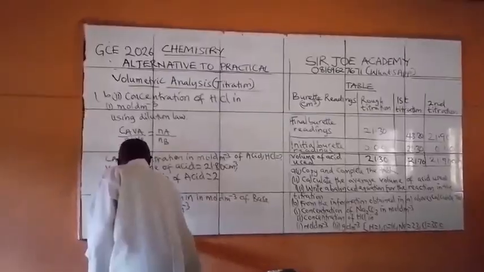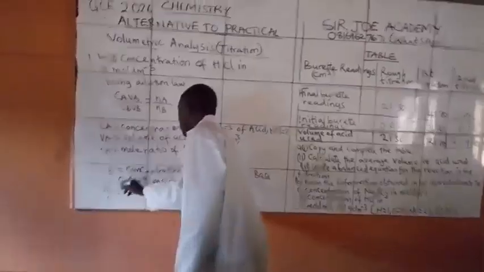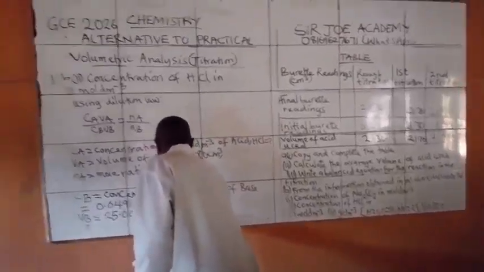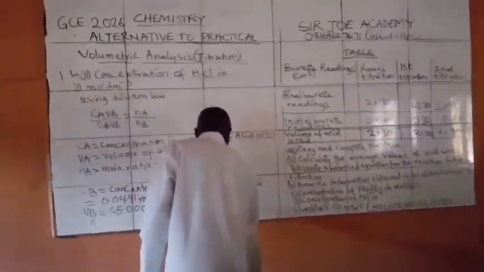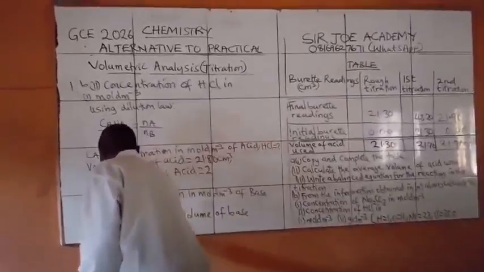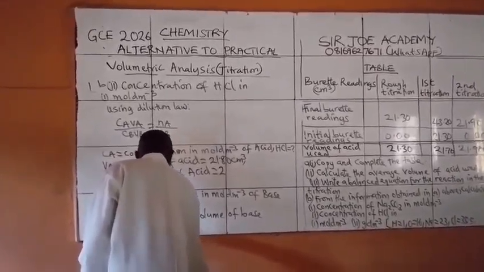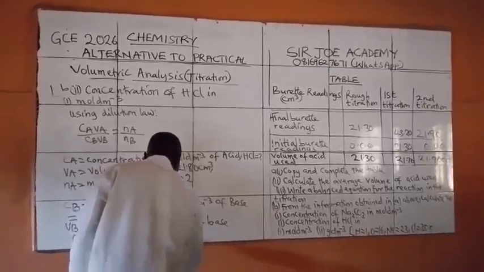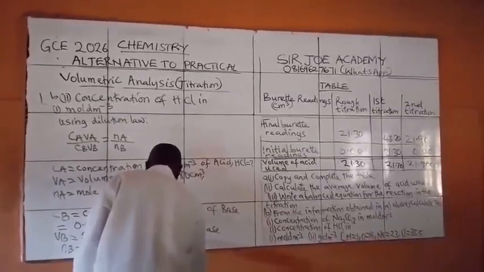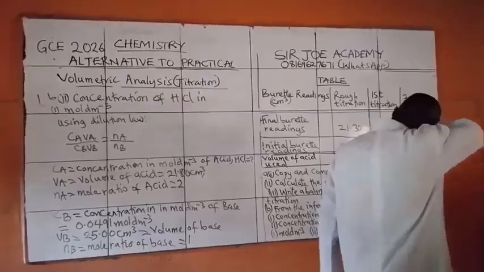Now, we move to mole ratio of base. Meanwhile, the VB is volume of base. So NB is equal to mole ratio of base, which is equal to 1. That is from the balanced equation.